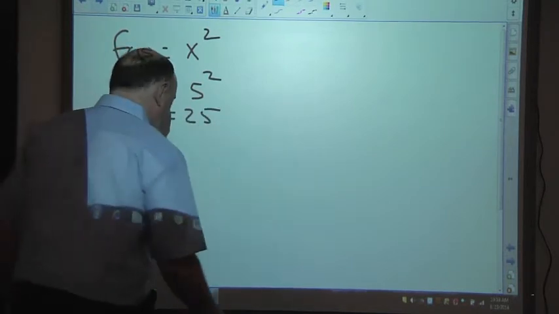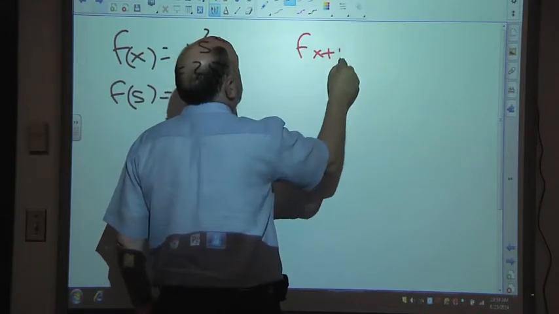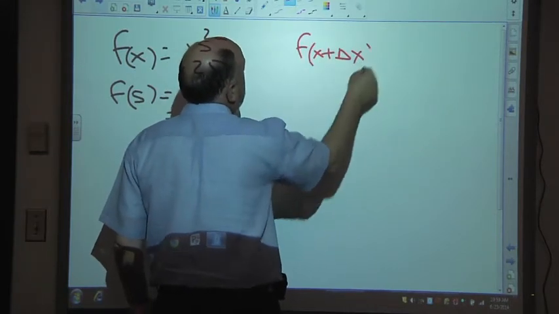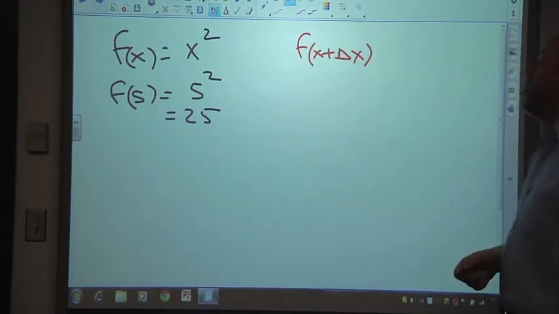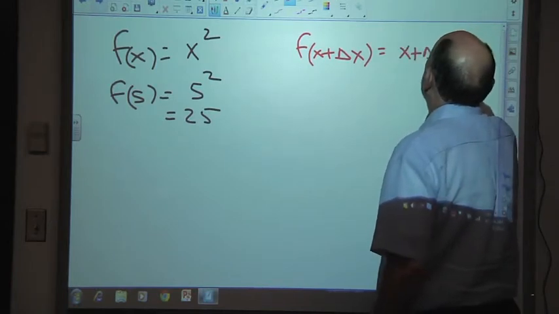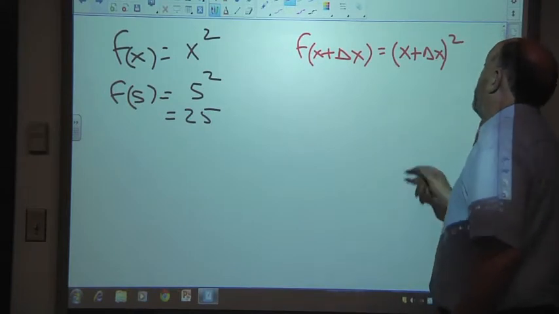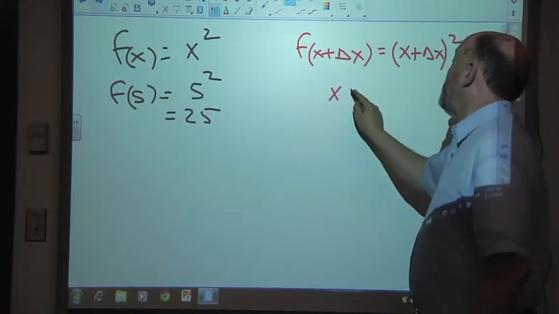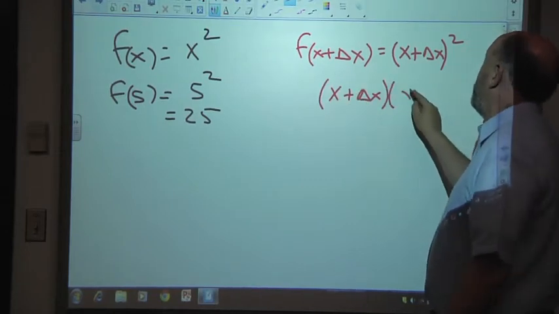But now, what is f of x plus delta x? Well, it means the same thing. Take the x out, but this time plug in x plus delta x. So this will be x plus delta x squared. Right? Well, what does that mean? This means x plus delta x times x plus delta x.